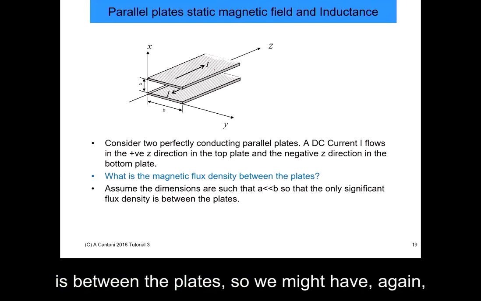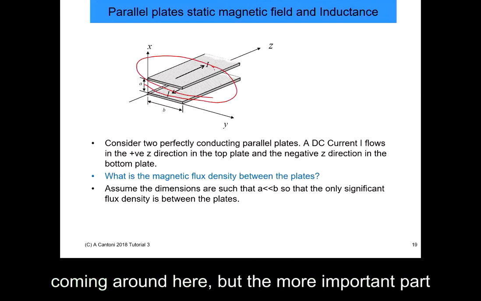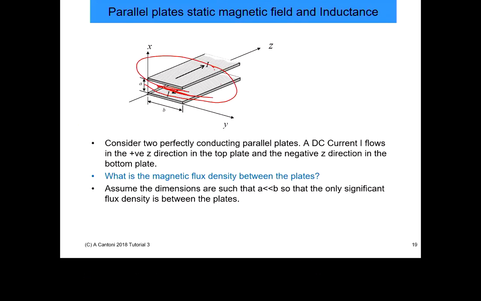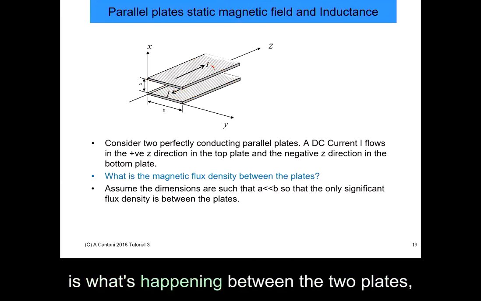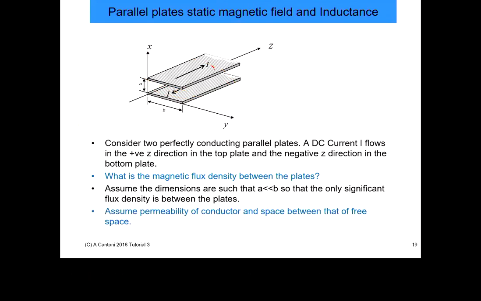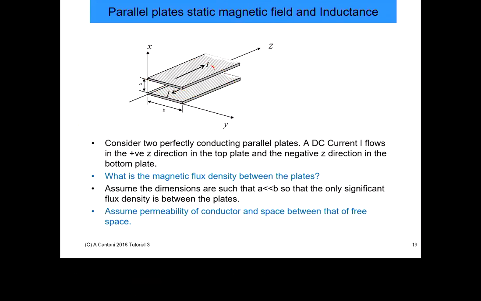So we might have, again, some sort of magnetic fields coming around here, but the more important part is what's happening between the plates. So we're sort of just ignoring these fringe areas again, right? Because what we're really interested in is what's happening between the 2 plates. And assume permeability of conductor and space between that of free space.